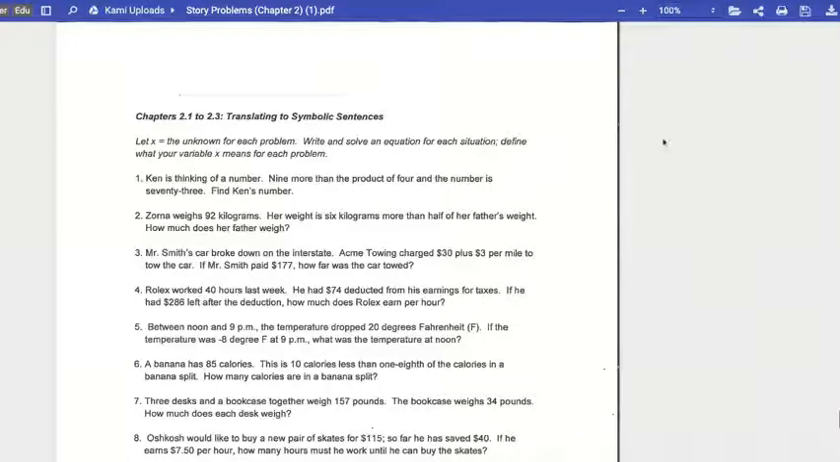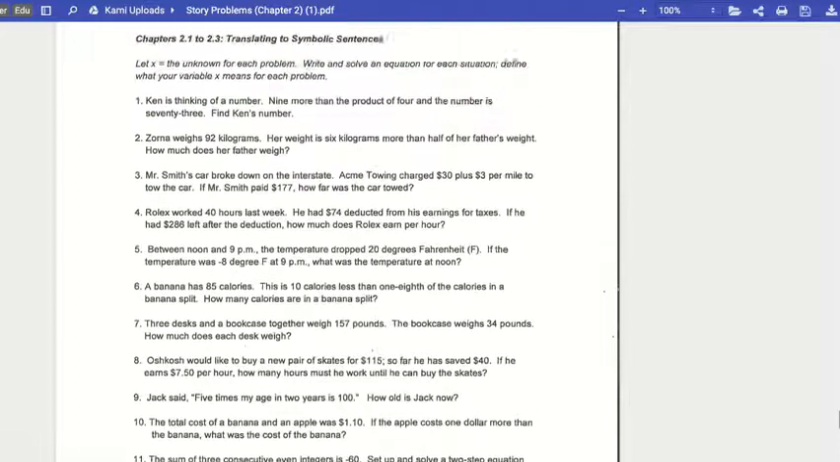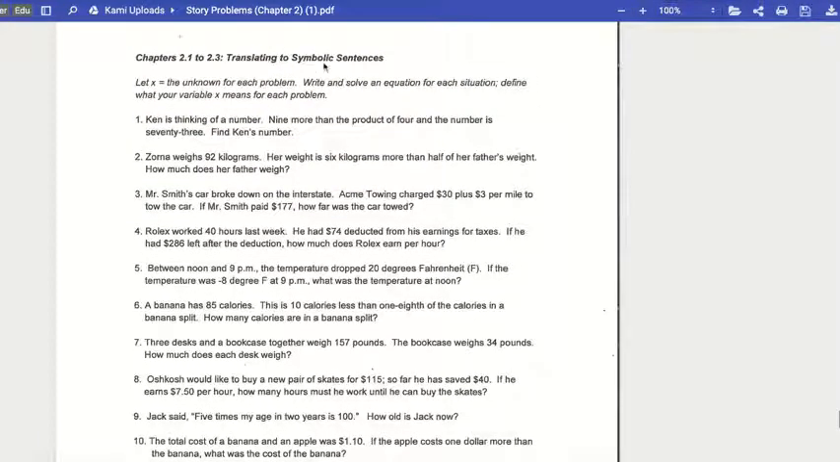Hi, 8th graders. Today in Algebra, your only job is to complete numbers 1 through 12 on this translating to symbolic sentences practice. Please upload a picture of your finished work to Google Classroom.